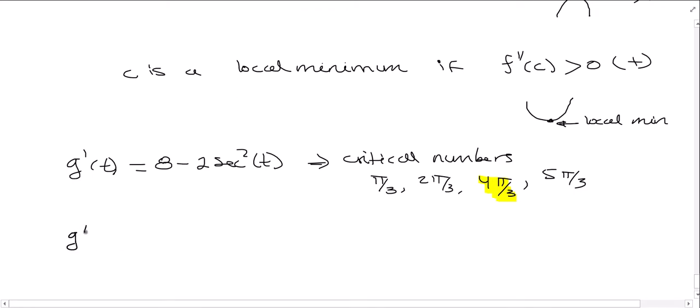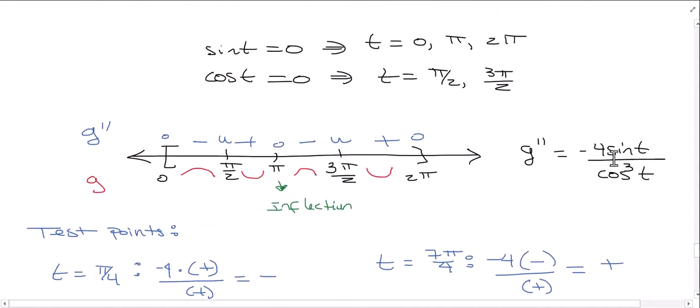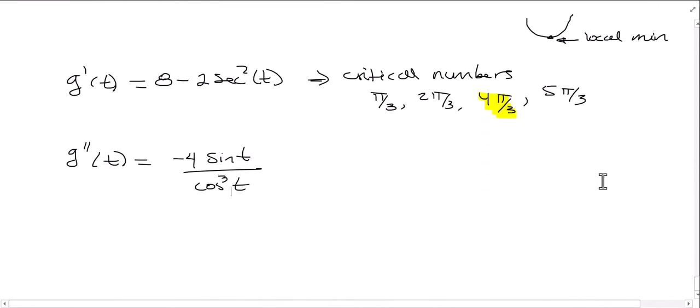So our second derivative, we had found it to be, what was it? We had negative 4 sine t over cosine cube of t, if I remember correctly. We should probably double check. I want to make sure I don't make any algebra mistakes here. So yes, that is our second derivative. What the second derivative test says is that you can take a critical number from the first derivative and plug it into the second derivative.